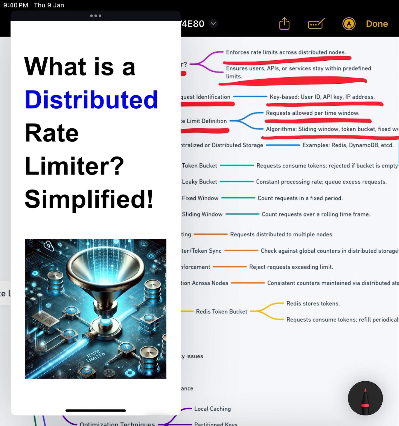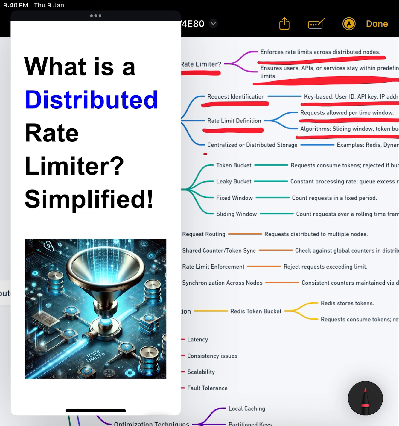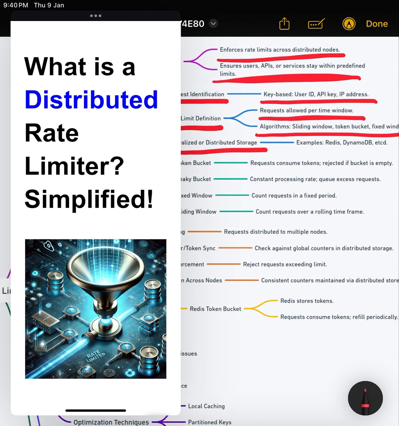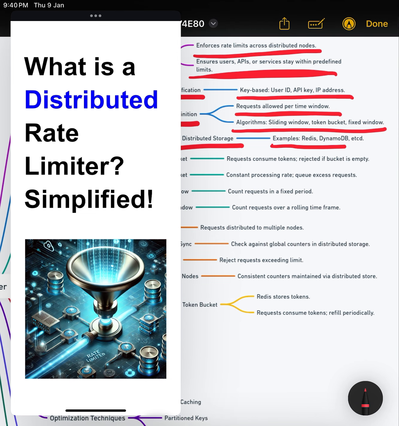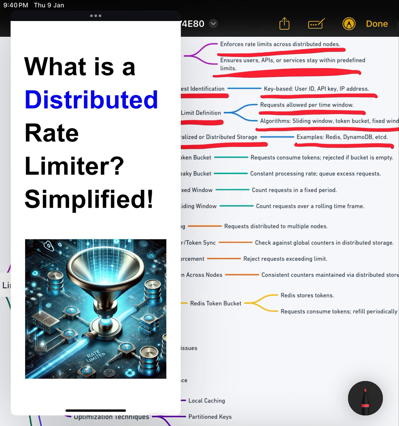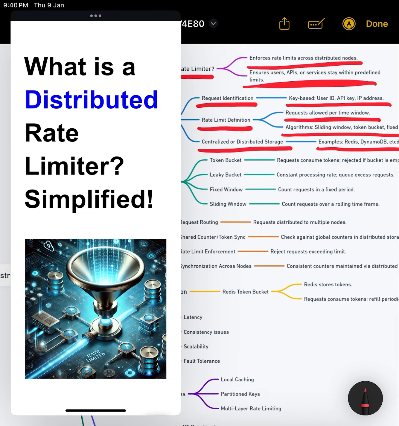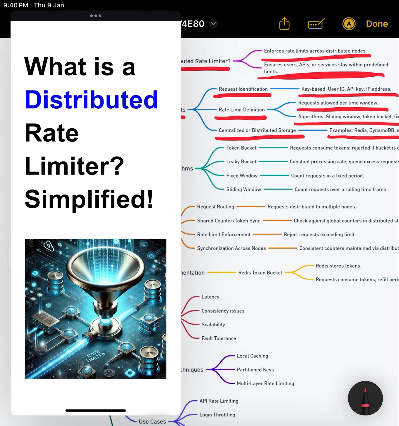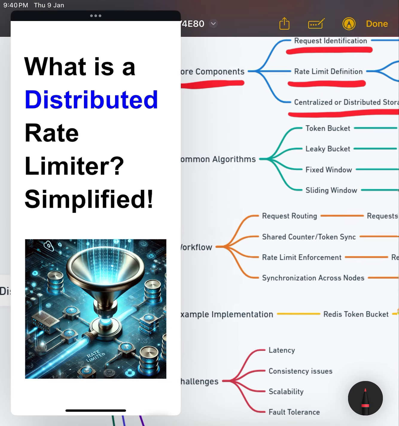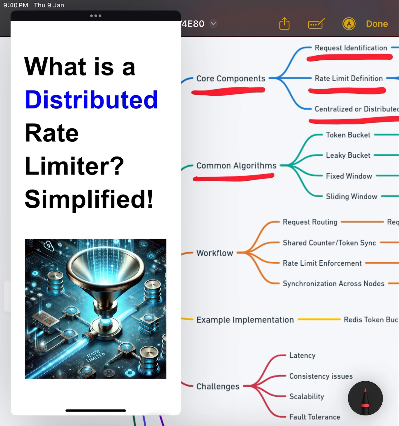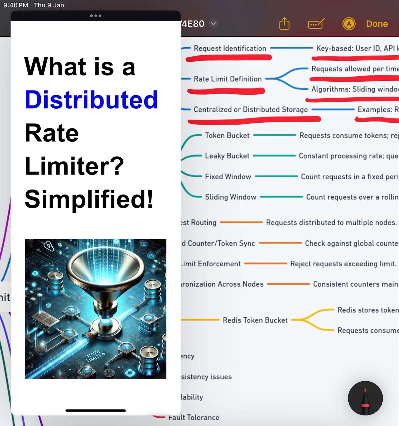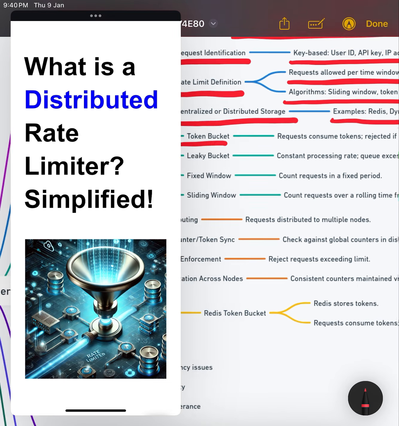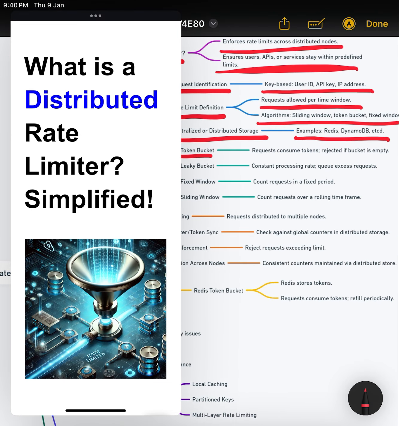3. Centralized or distributed storage. A consistent distributed data store, e.g. Redis, DynamoDB, or etcd, is used to share and synchronize counters or tokens across nodes. 2. Common rate limiting algorithms. 1. Token bucket. A bucket is filled with tokens at a fixed rate. Each request consumes a token, and if the bucket is empty, the request is rejected.